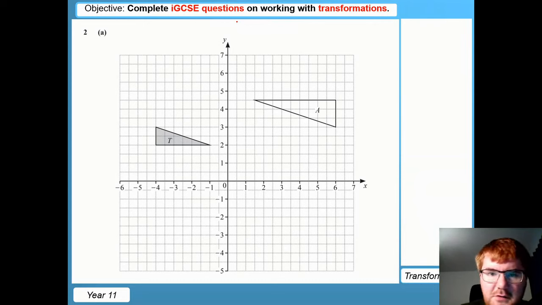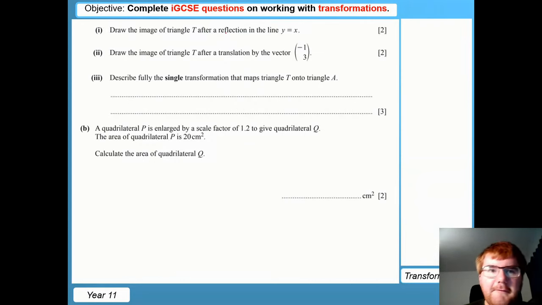So we've got our question 2a here. So we've got our grid, which we're going to work on. And we're going to go through the following questions. So the first thing we need to do is draw the image of triangle T after a reflection in the line y equals x. So what does the line y equals x look like?